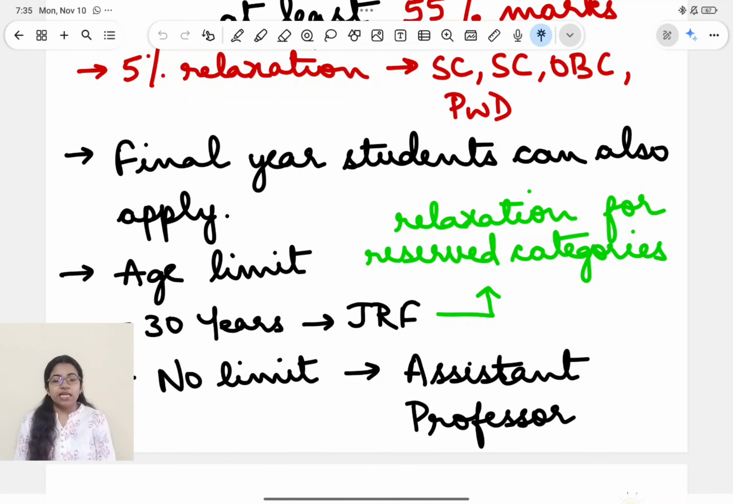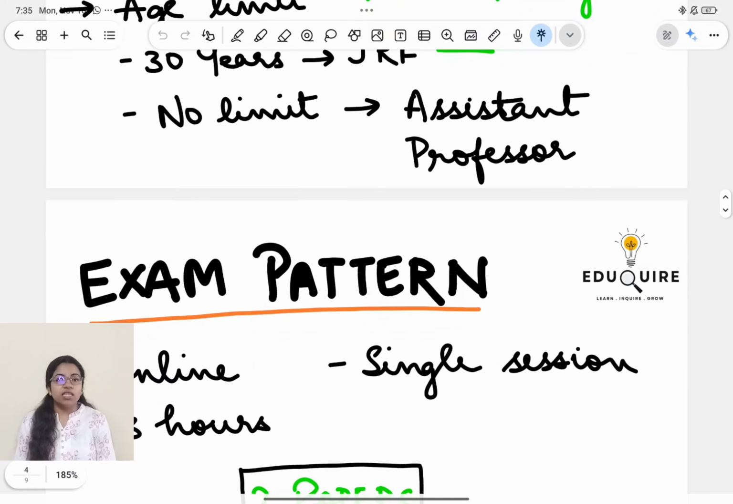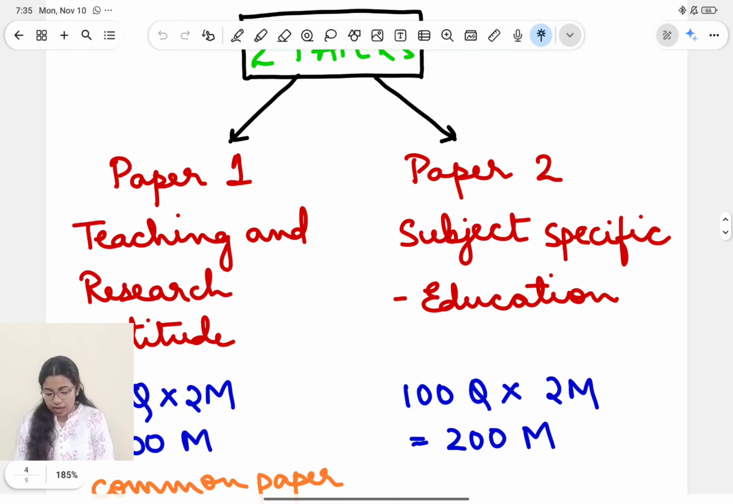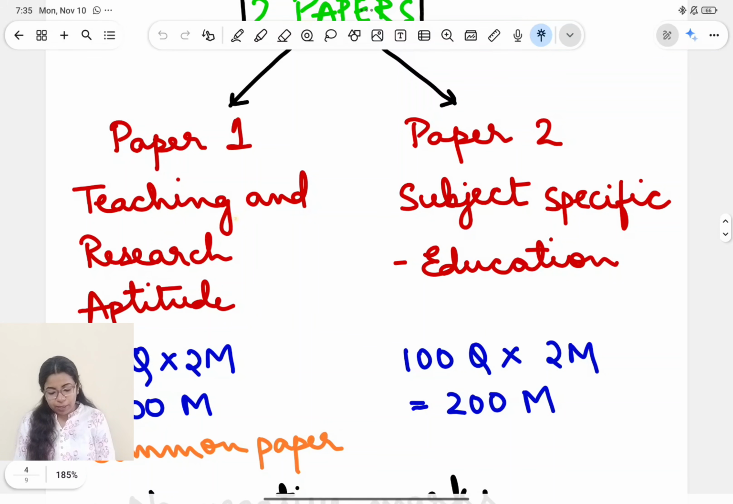Let us look at the exam pattern. The exam has two papers, both conducted online in a single session for a total duration of 3 hours. Let us understand the paper pattern. So there are two papers. Paper 1 is teaching and research aptitude. Paper 2 is subject specific. In our case, it is education.